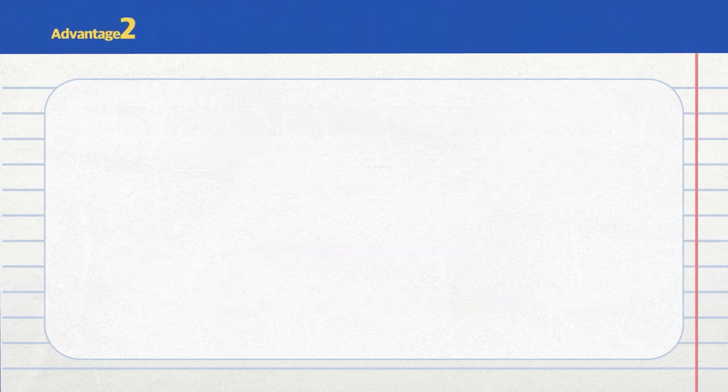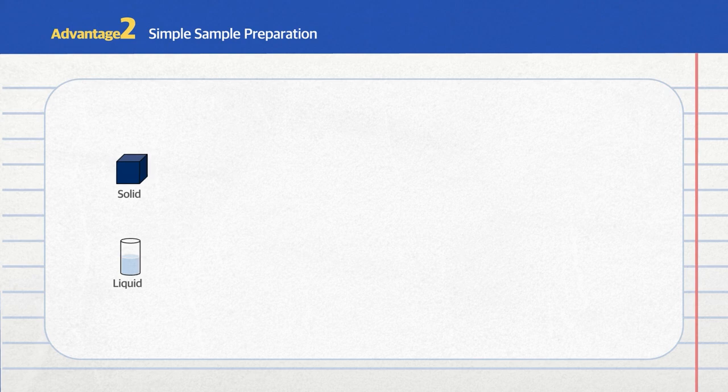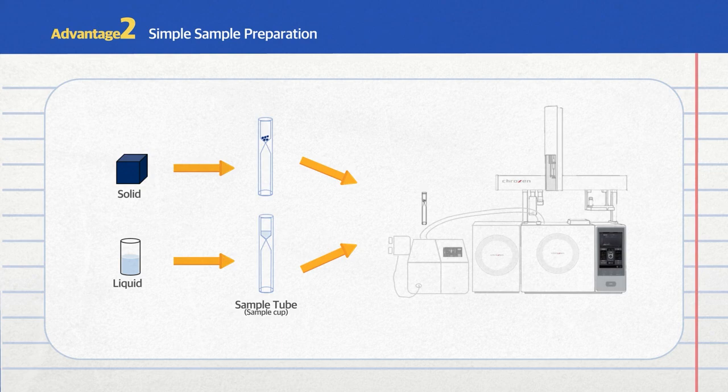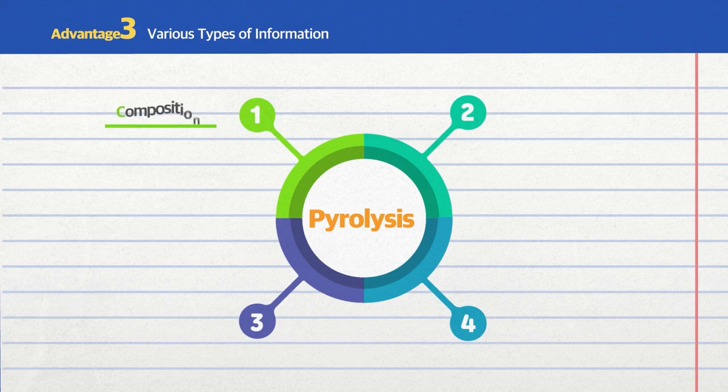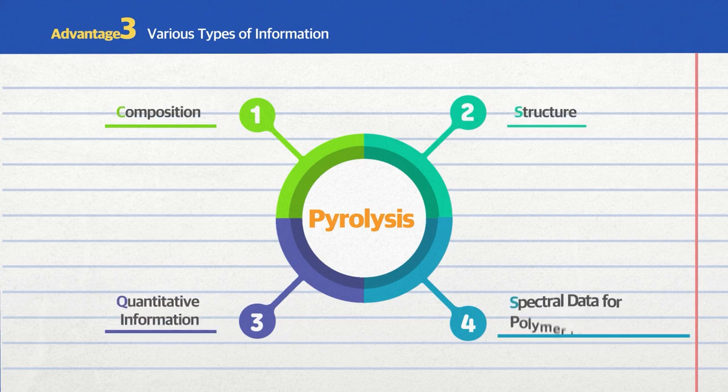Using pyrolysis, minimal or no sample preparation is required. You only need a small amount of the sample itself to put in a sample tube. Simply dropping the tube into a pyrolyzer, you'll get the analysis results by the GC or GC-MS run. Through the pyrolysis process, you can obtain various types of information, such as the most significant composition and structure of the polymer, quantitative information, and spectral data for polymer identification.